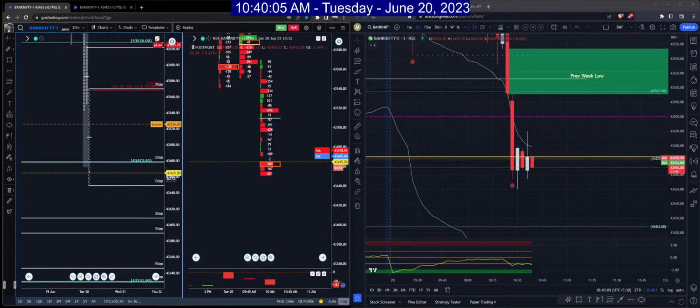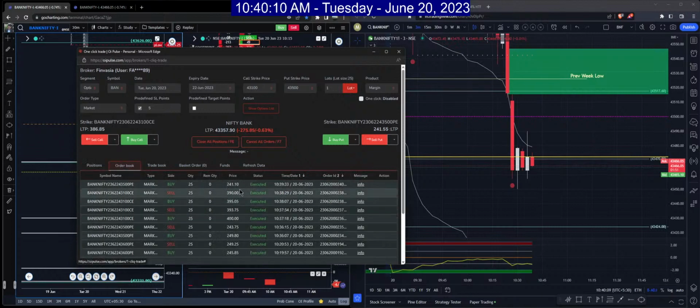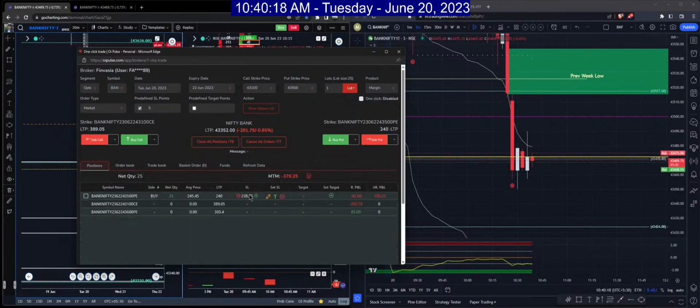Okay, so I am in a put trade. My buy price is 241. The reason is failure for continuation higher. Okay, so this is the level where again supply is reinitiating and my SL will be hit now.